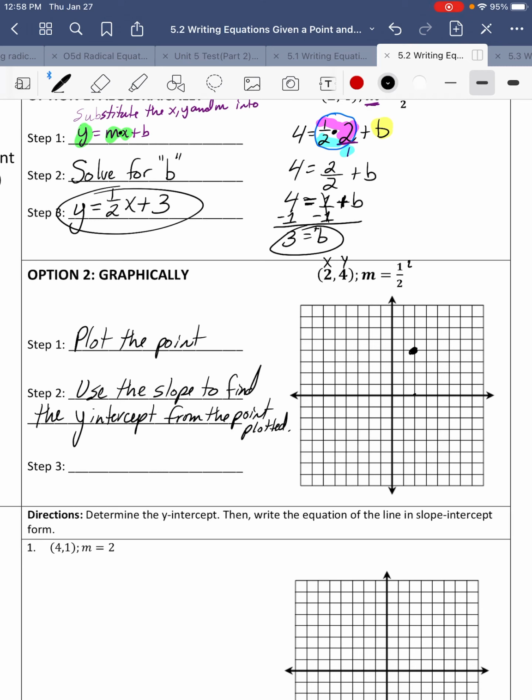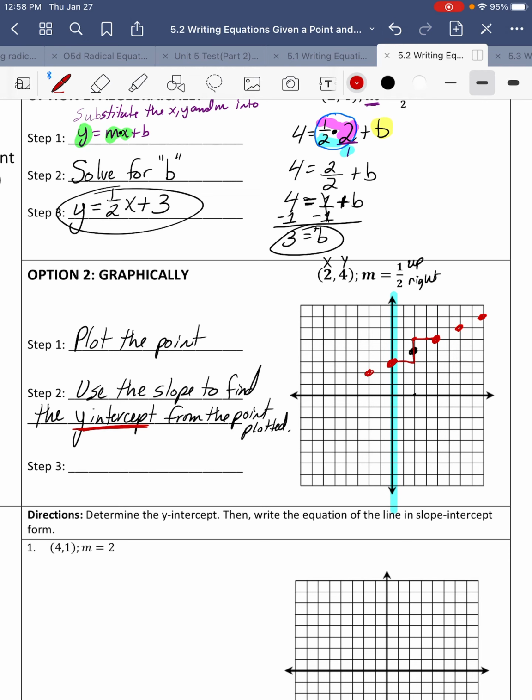I'm going to use the slope 1 over 2, so that means up 1 and to the right 2. So from that coordinate, I go up 1, right 2. My problem is I'm trying to find the y-intercept, and we're getting further away from the y-axis. So that's not good. So instead of going up 1, right 2, you can go down 1, left 2. And there you go. There's our y-intercept.